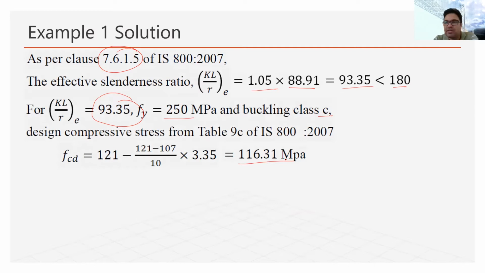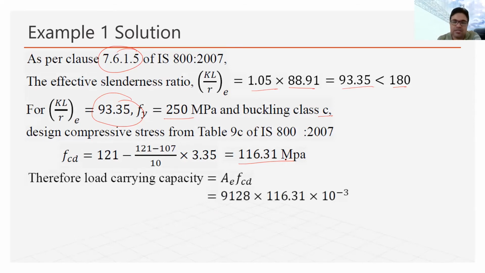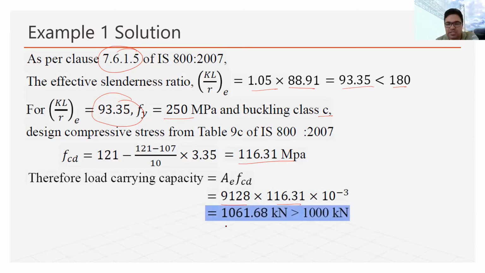And now we are going to find out the load carrying capacity of this second section, which is 9128. So this is the new area, and this is the new value of fcd. Now the load carrying capacity is 1061. Here you can see this is 1061, which is more than the required one. So which means we can say that two ISMC 300 sections are sufficient and they can carry the required load. So I have written that this section will be safe.